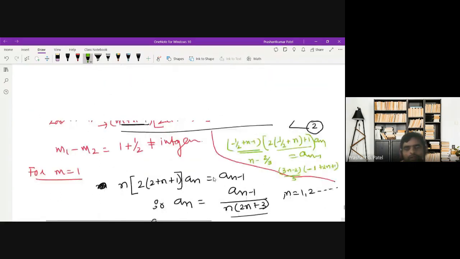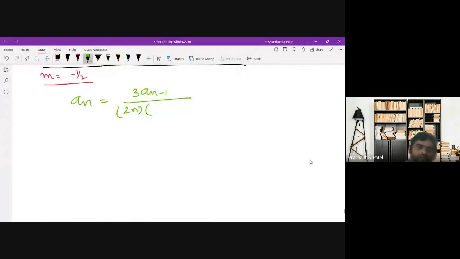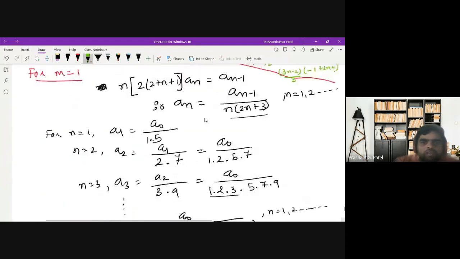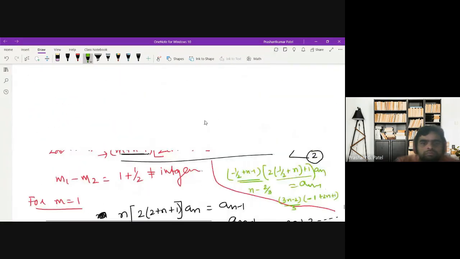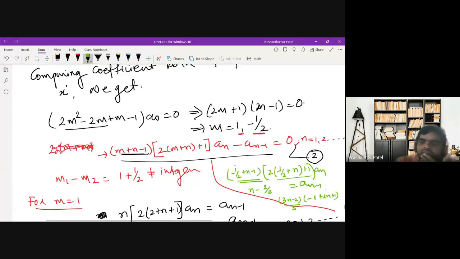Has everybody got the same thing, or somebody got a different quantity? Please check. It may happen that my calculation will be wrong. Okay, so please check by putting m equal to minus 1 by 2 into equation 2 and verify whether you get this quantity or a different one.